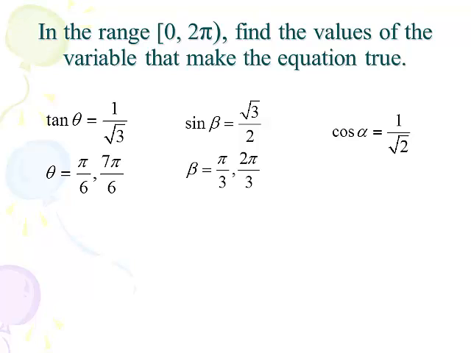For sine beta equals square root of 3 over 2, there are two angle betas that make that a true statement between 0 and 2 pi, pi over 3 and 2 pi over 3. Sine is positive in quadrants 1 and 2. Cosine alpha equals 1 over square root of 2. Cosine is positive in quadrants 1 and 4, so that'd be pi over 4 and 7 pi over 4. So these three are just reminders of what we've done in the past, and we're going to build on that in the rest of the lesson.